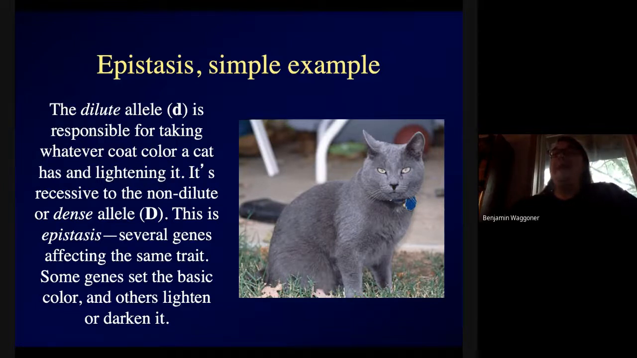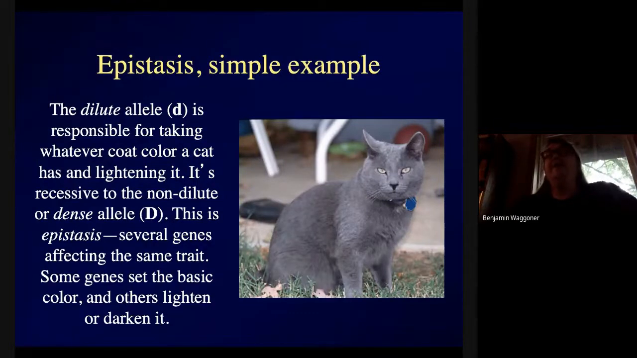This is a black cat, so this cat might have genotype big B, you know, like a regular old black cat, but this cat is also homozygous for an allele that takes whatever the cat's base color is and makes it look lighter. It's called the dilute allele. We can write it as lowercase d, and it's recessive to the non-dilute allele called dense, which is big D.